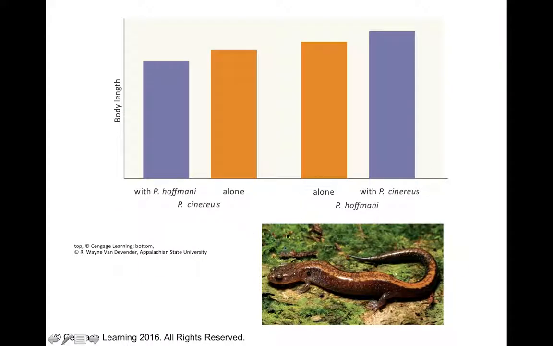Now here's the cool one with these guys here. If you grow these 2 salamanders alone, they grow to about the same size, and that's how long their bodies are. If you grow them together, they start to compete over food. So if you grow Cinereus with Hoffmanni, Hoffmanni will grow larger and Cinereus will grow smaller. And the reason this is because they eat the same thing. And so when you grow them alone, they can grow to whatever size they want.